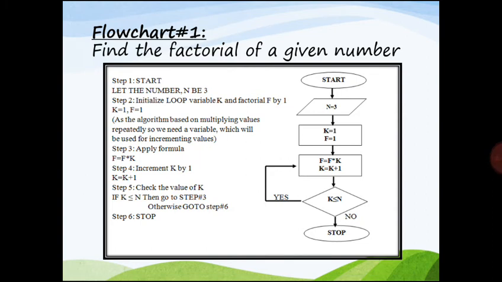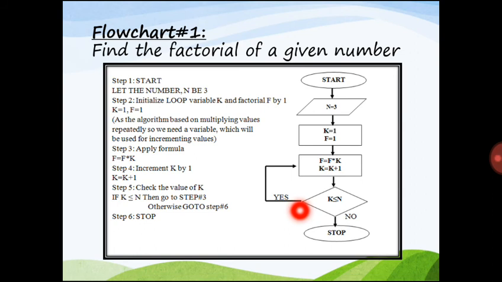The same algorithm has been transformed into the flowchart. The first step is start and the last step is stop, and start and stop have been written in the oval shape. Then the second step was considering an input, which we have written in a parallelogram. After that we have initialized the values of k and f, which we have written in a rectangle, because a process will always be written in a rectangle. After that we have applied the formula and increment. The formula and increment have been written in the same rectangle, because after that we are going to check the condition. As I told you before, the condition will be written in a diamond shape.